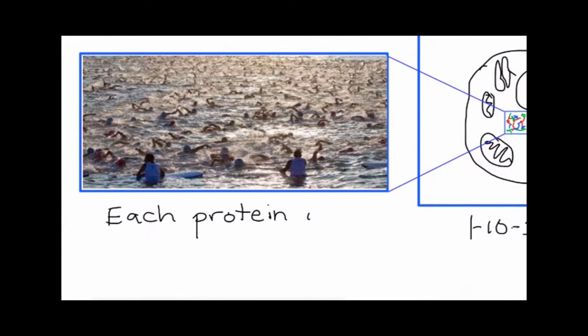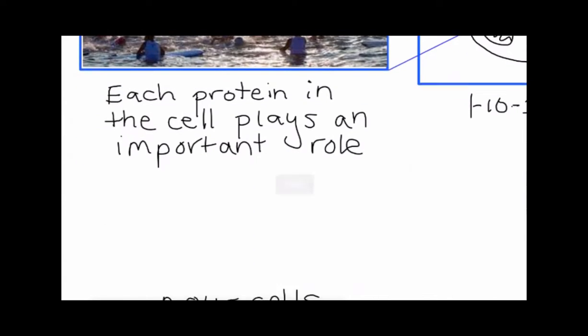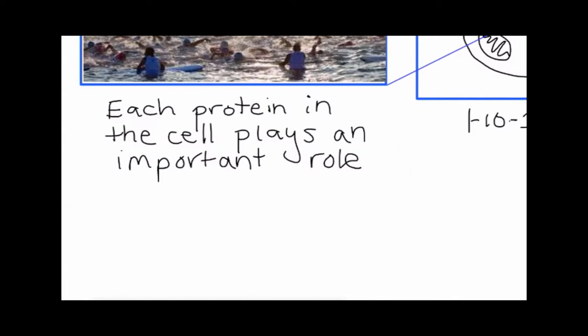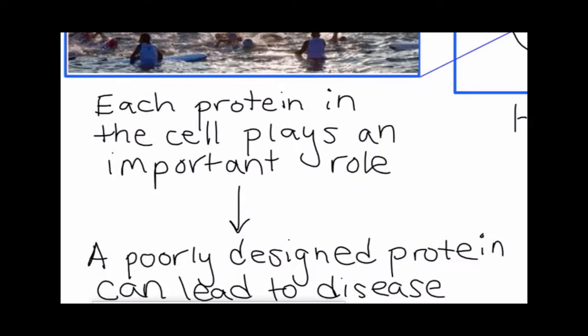And there are many different types of proteins in our cells, and each kind plays a different role in making sure the cell survives. In fact, when proteins aren't able to do their jobs, things can go really wrong and often lead to diseases like cancer, Alzheimer's, and multiple sclerosis.